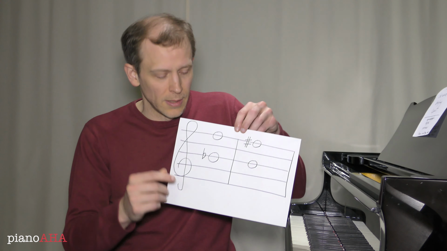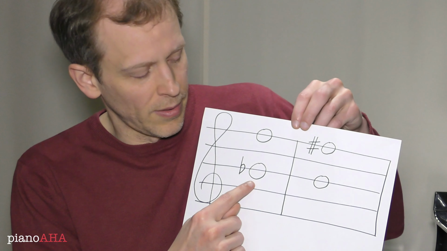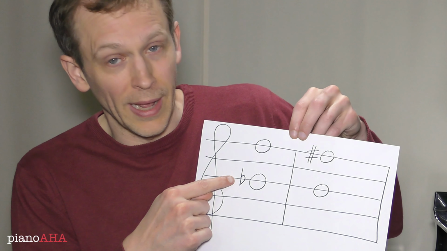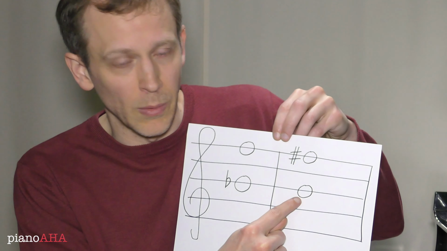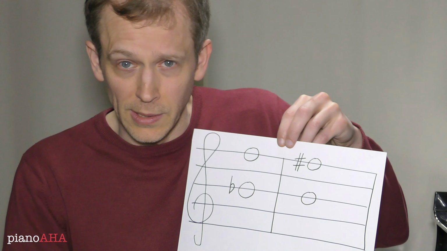And by the way, that also goes for their notation. Here is a perfect fifth from B flat. You see that the lower note has a flat, the top one doesn't. And here is a perfect fifth from B, where the upper note has a sharp and the lower one doesn't.